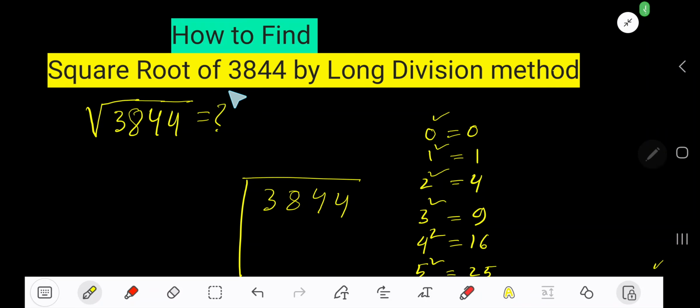How to find the square root of 3844 by long division method. Make pairs from right-hand side to left-hand side. This is your first pair, this is your second pair. Work on this pair, 38.